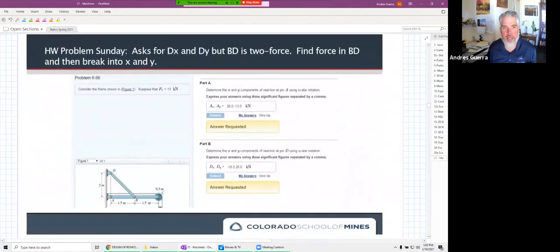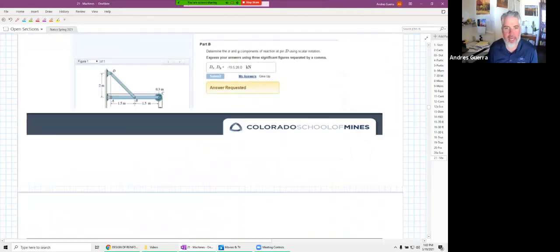And then also on this one, it asks for a dx and a dy, but BD is a two-force member. So find the force in BD and then break it up into an X and Y rather than trying to solve it as X and Y. Treat BD as a two-force member, which is what it should be treated as there.